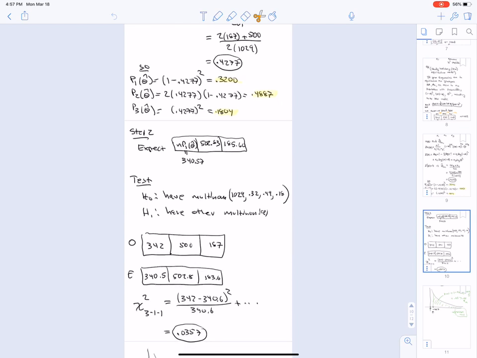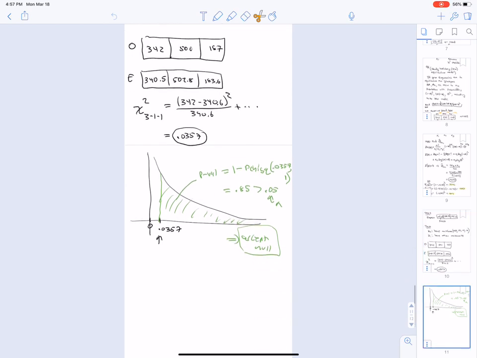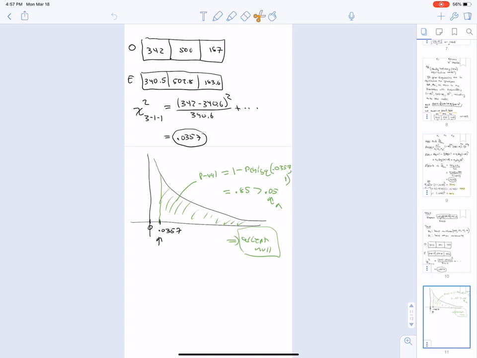And then step 2 is we find expected counts. To do this, we have our null hypothesis, which says that our null box is multinomial 1029 with these probabilities. And then we get observed, expected, and then we can calculate our chi-squared. We get a chi-squared that has a p-value greater than our alpha value, 0.05, let's say. So we would be accepting the null.